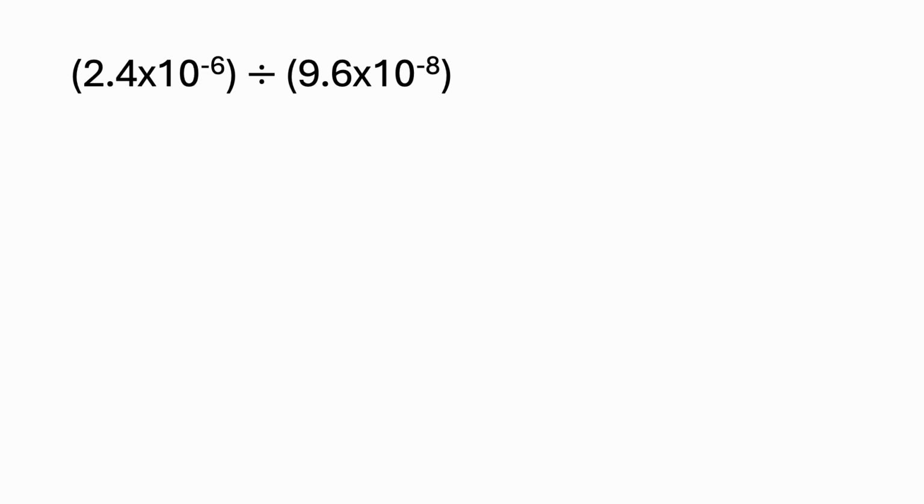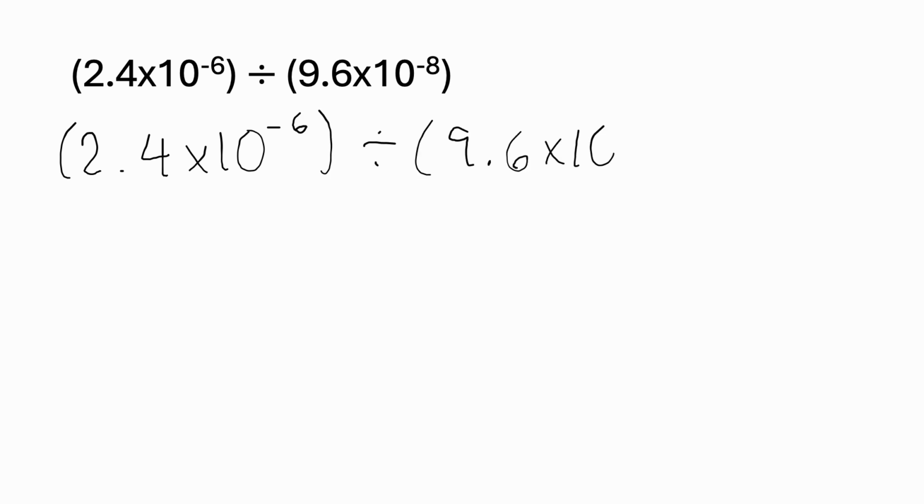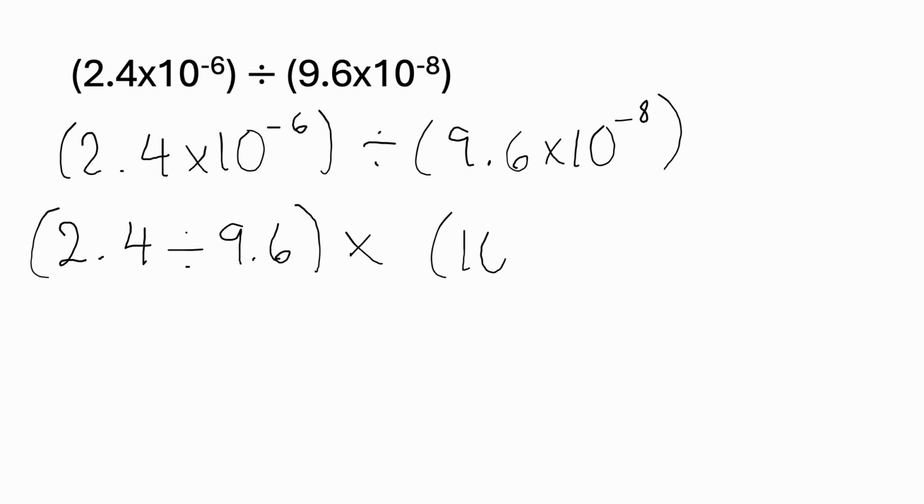Similar thing with this one, we're dividing. So 2.4 times 10 to the power of minus 6, divided by 9.6 times 10 to the power of negative 8. Again, we group our front numbers together, so 2.4 divided by 9.6, and then our 10 to the power of minus 6 divided by 10 to the power of minus 8. Let's do the left-hand side together. So 2.4 divided by 9.6.